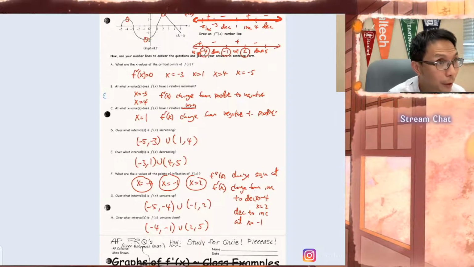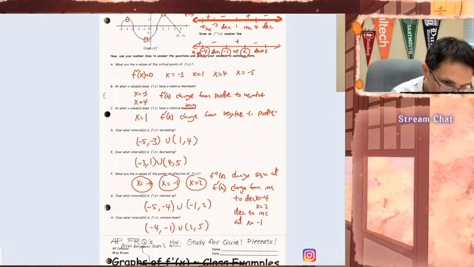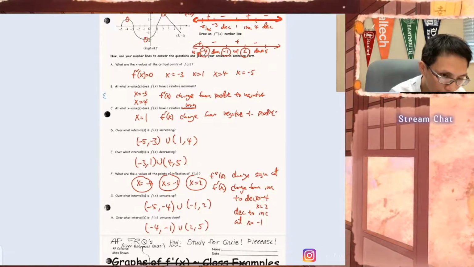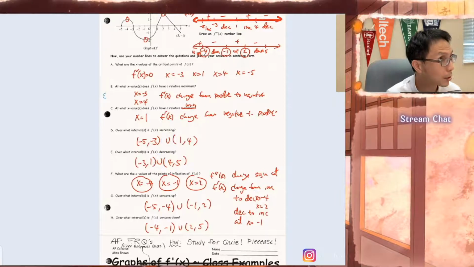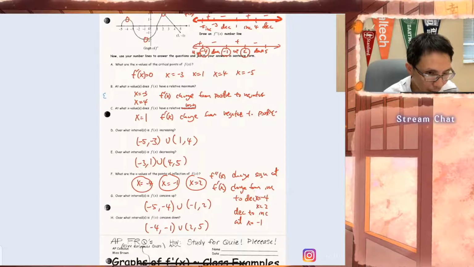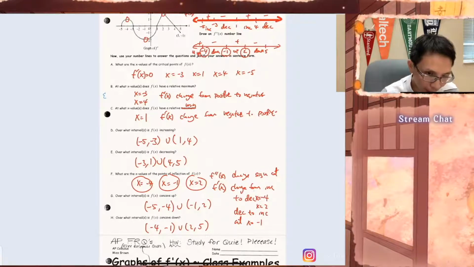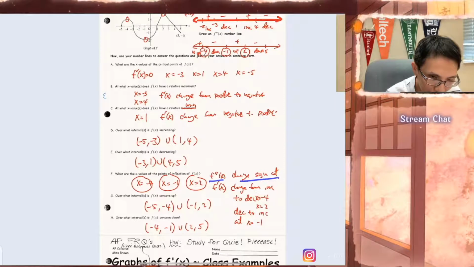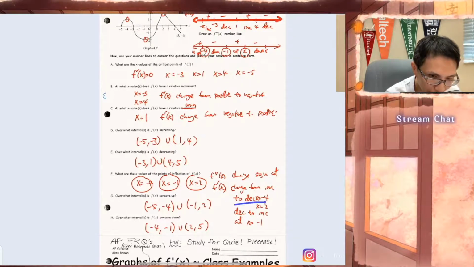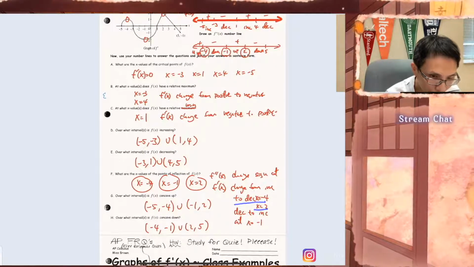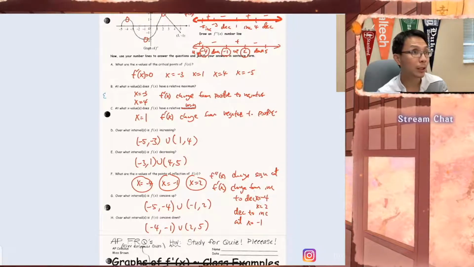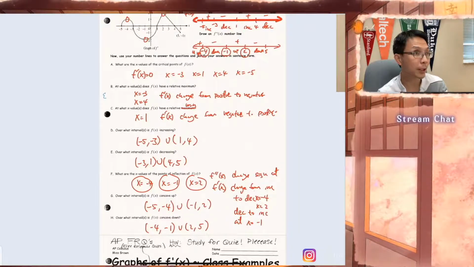Are you guys following me so far? And then you just read the number line and write down that information. You're supposed to write a union, that means one interval and another interval. And x equals -4, x equals -1, x equals 2. That means f double prime is changing in sign, or f prime of x is changing from increasing to decreasing at x equals -2, x equals 2, or decreasing to increasing at x equals -1. Does everybody follow me so far? Yeah. It's good so far?